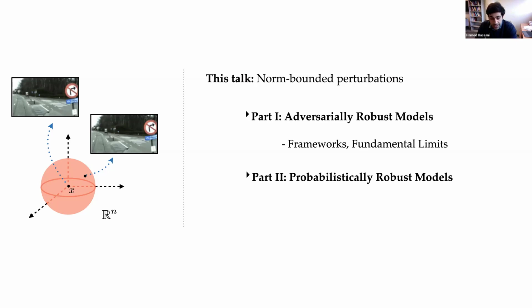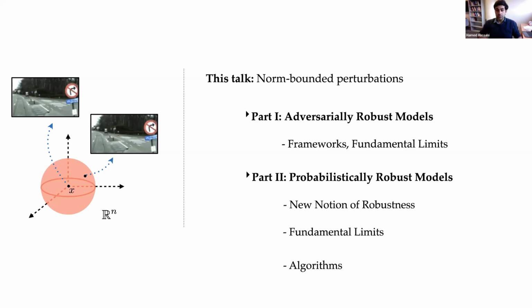For the second part, once the first part finishes, we will see that in many cases, the case of adversarially robust models is quite on the conservative side. So we need to maybe relax it a bit. And that brings us to the second part of the talk, which will be about a new notion of robustness, which we call probabilistically robust models. And then I will talk about fundamental limits here, as well as algorithm design to make our algorithms robust with respect to this new notion of robustness. So these are the two parts of the talk.